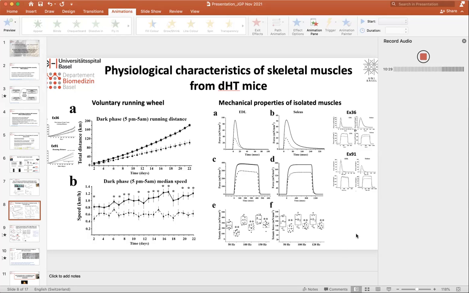Then we performed ex vivo experiments on isolated muscles, and we determined the mechanical properties of the isolated muscles.